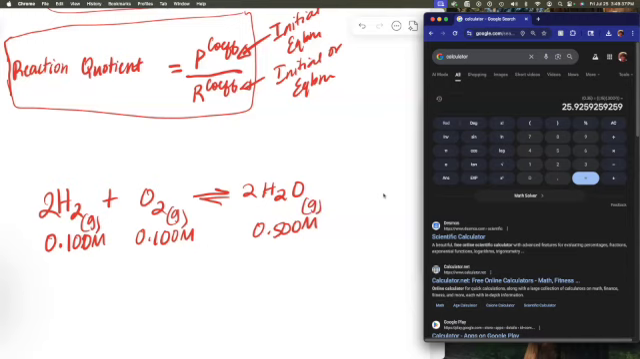Just because all three are present doesn't mean we are at equilibrium. Even though to be at equilibrium, you have to have all reactants and all products present. Okay, so we check and we realize this reactant is present, right? Hydrogen is present, oxygen is present, water is present, and then we want to say it's at equilibrium. You can't just jump and say it's at equilibrium.